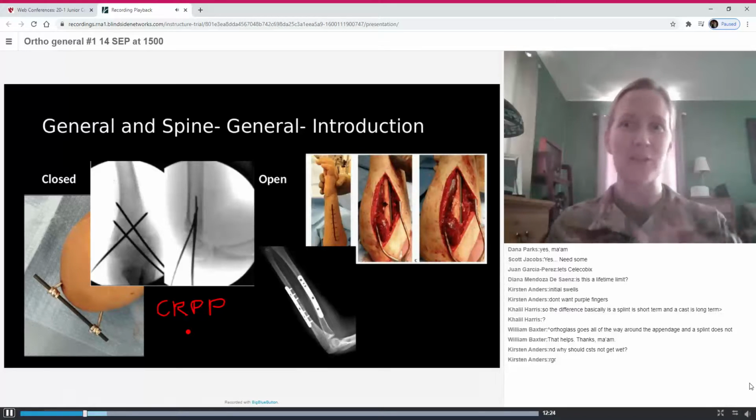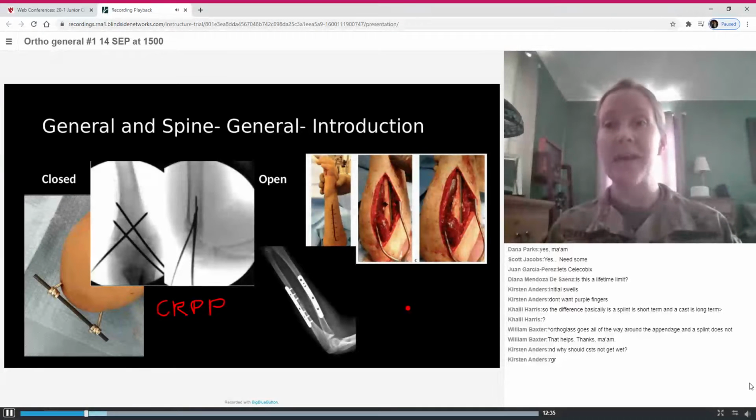Pediatrics, adult hand. Our second option is probably what you're more familiar with in terms of your general experience with orthopedics, and that's open reduction with internal fixation, or ORIF.